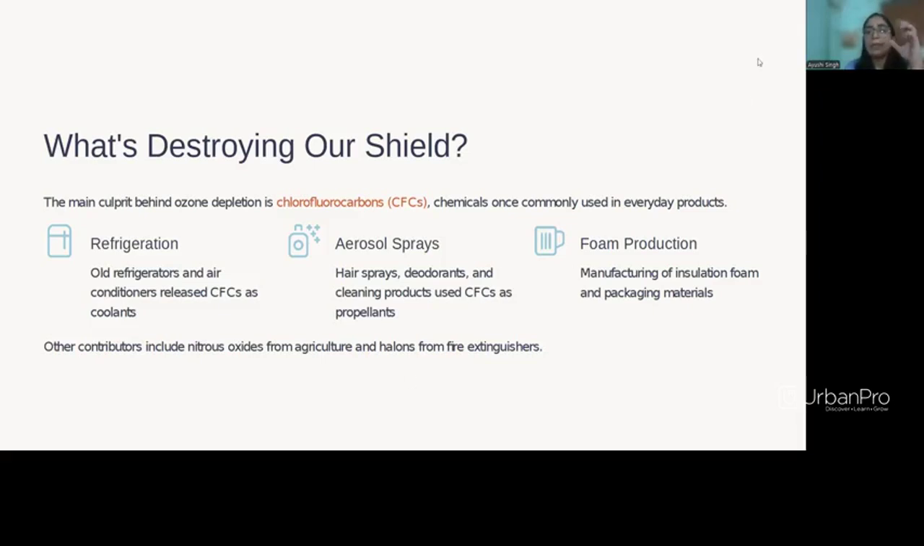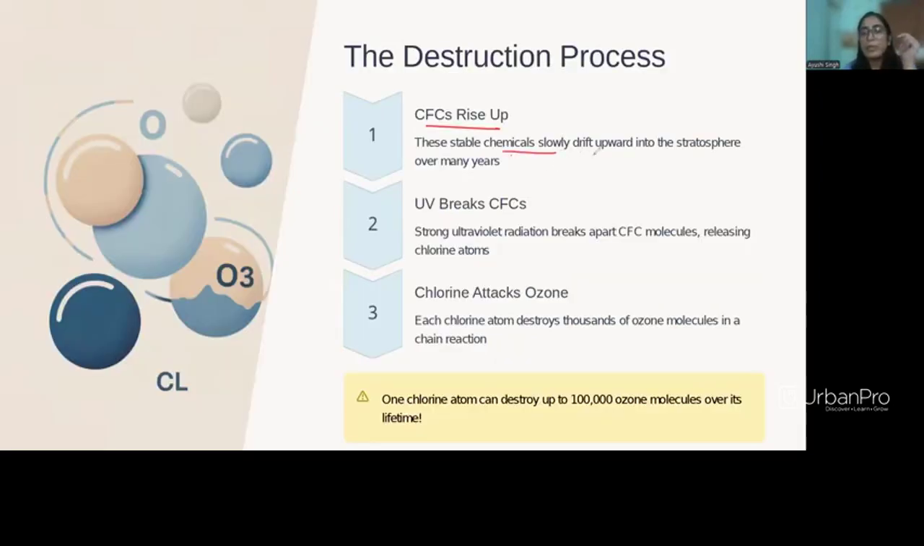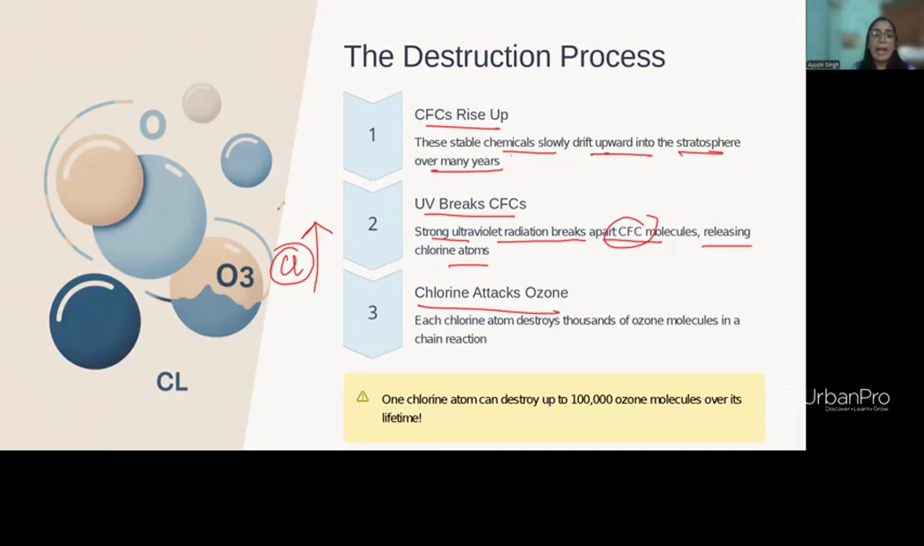Okay, so what happens is, the CFCs rise up. These stable chemicals slowly drift upwards in the atmosphere and into the stratosphere over many years. Now UV breaks CFC. Strong ultraviolet radiation breaks apart CFC molecules, releasing chlorine atoms. So in our atmosphere, there will be chlorine atoms. Now, chlorine starts attacking the ozone layer. Each chlorine atom destroys thousands of ozone molecules, O3 molecules, and converts them into O2.